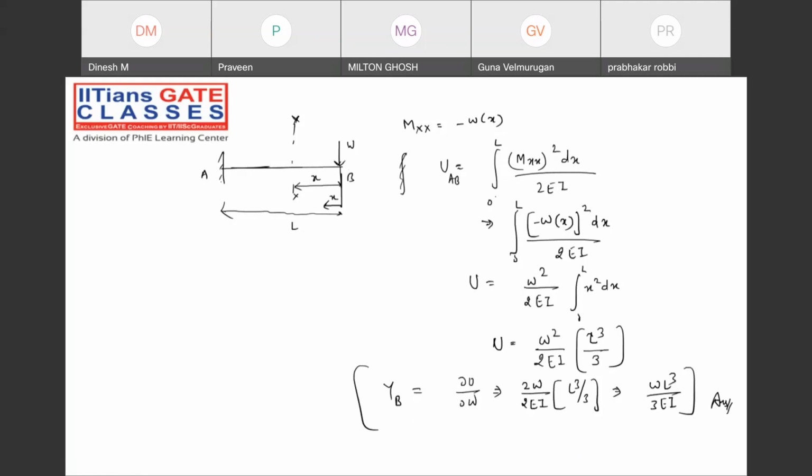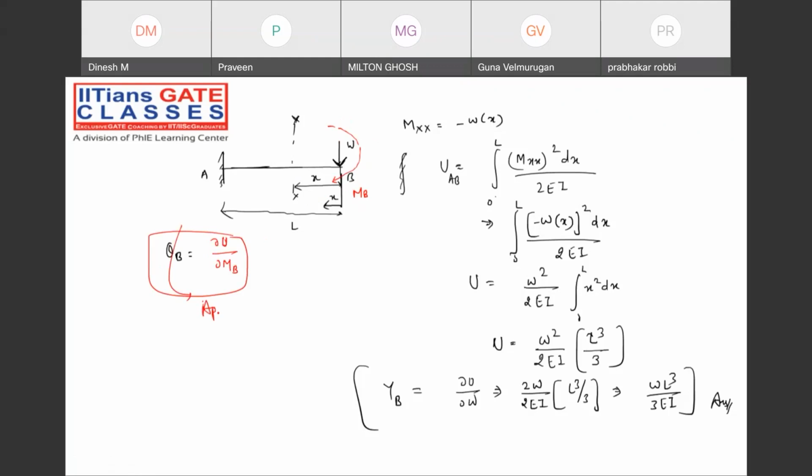So this method is very useful when you know the strain energy concept. But this method will be difficult when, suppose you need to find the slope at point B. For that, is any external moment acting at this point B? As of now, no. So for this case, first find the strain energy, my dear friend, while applying an imaginary moment.